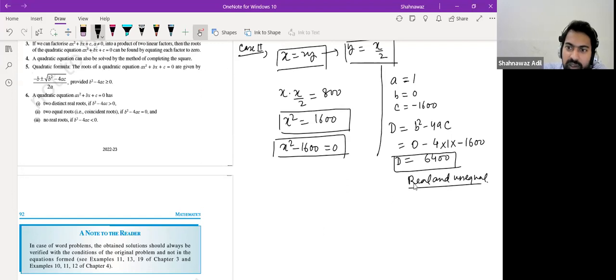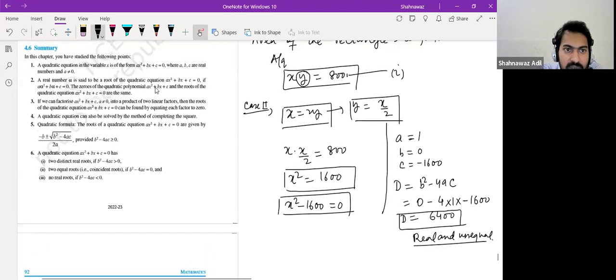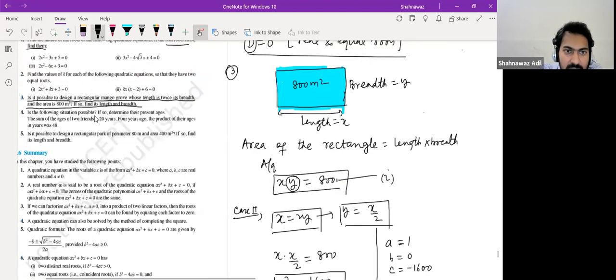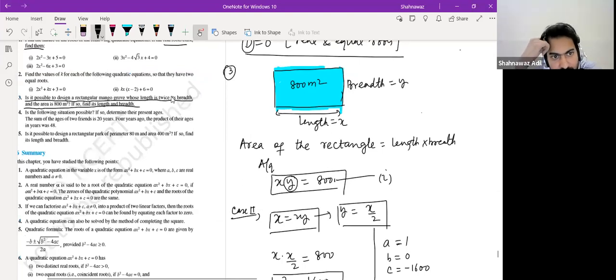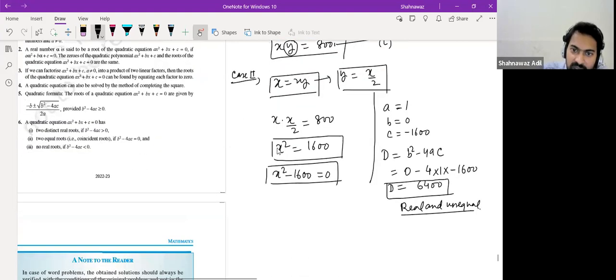Okay. So we can see that we can make that kind of a rectangular group, right? Because the roots exist. And we have to find the solution. So the solution you can directly find from here. You can directly find from here that x would be plus minus 40, right? So x is 40 and minus 40.